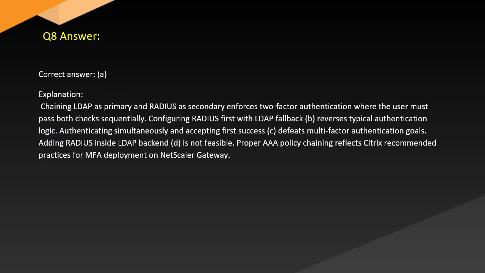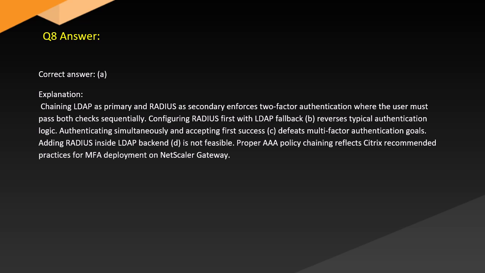Answer. Correct answer: A. Explanation. Chaining LDAP as primary and RADIUS as secondary enforces two-factor authentication where the user must pass both checks sequentially. Configuring RADIUS first with LDAP fallback, B, reverses typical authentication logic. Authenticating simultaneously and accepting first success, C, defeats multi-factor authentication goals. Adding RADIUS inside the LDAP backend, D, is not feasible. Proper policy chaining reflects Citrix recommended practices for MFA deployment on NetScaler Gateway.